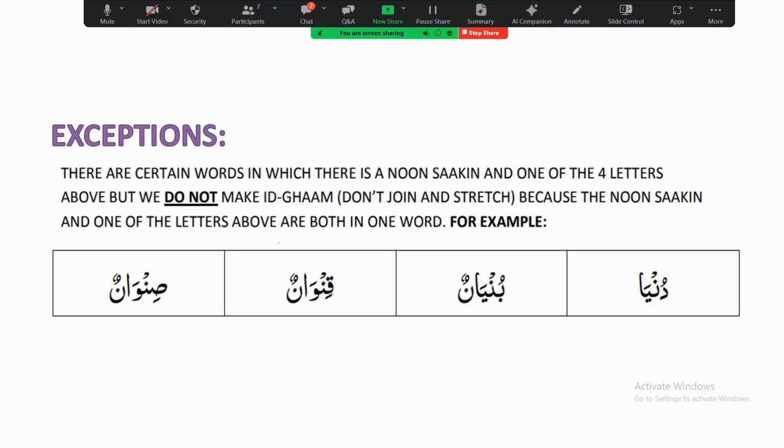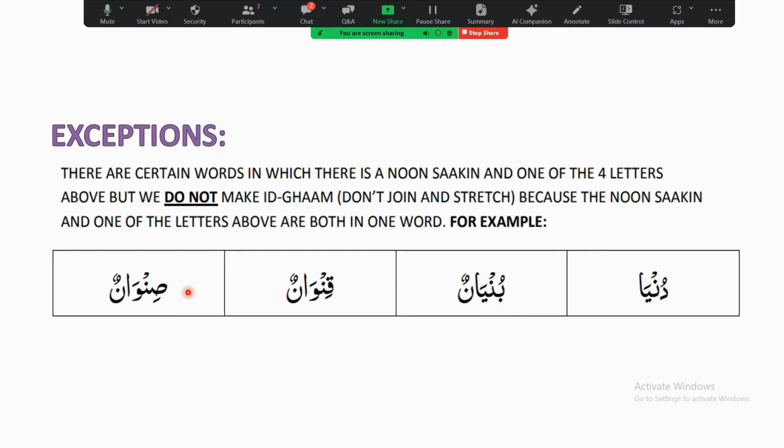Exceptions of this rule are just 4 words, because these words come in Quran, so that is why we are supposed to learn these, because they come very much. So let's see first of all the four words here, which is dunya. You might have read in Quran a dunya, or just dunya word, which means world, right? Bunyanun, qinwanun, صِنْوَانٌ. So these 4 words are exceptions to this second rule of idgham.